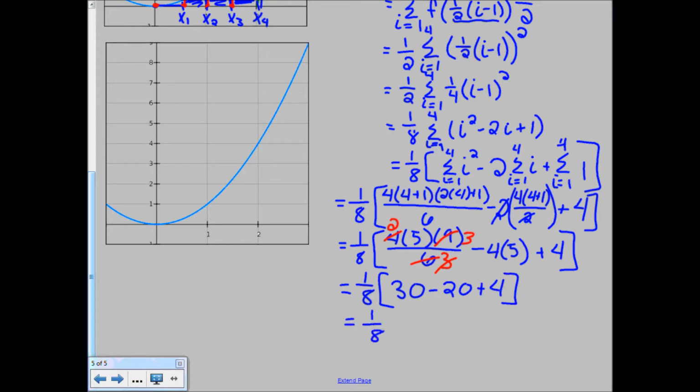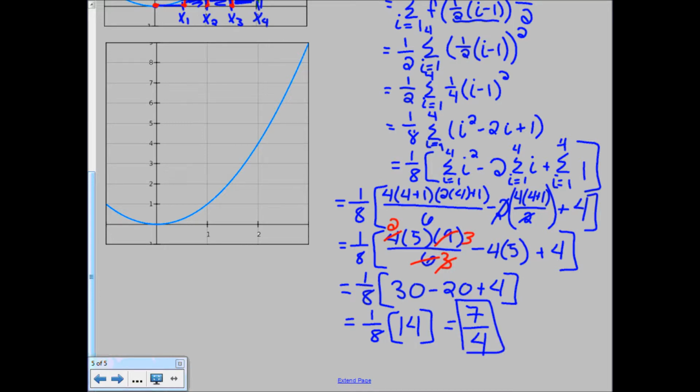to 1/8 times 14, which is going to be equal to 14 over 8, which we can simplify to be 7 over 4. So that's our LRAM approach for the area.